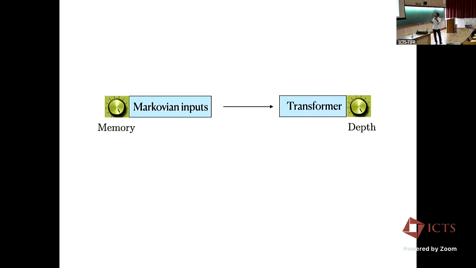You can think of it as one knob that you can turn on the input side. On the model side, the knob that we turn is the depth, the number of layers of the model. We will see how an interplay of these two gives a very rich landscape of Markovian learning in the next couple of minutes.